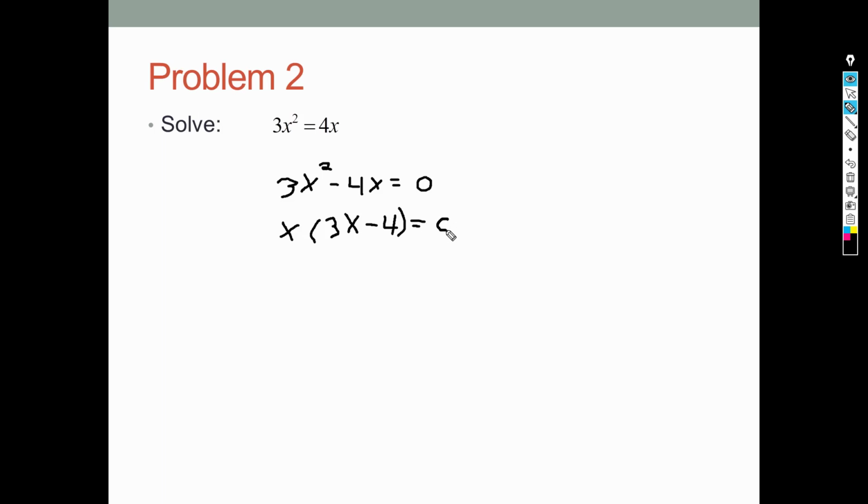Once you have a product of factors equal to 0, the only way that product can be 0 is if one of those factors is 0, or if they're both 0, because 0 times anything is 0. So we simply set each factor equal to 0. So x can be 0, or 3x minus 4 can be 0.